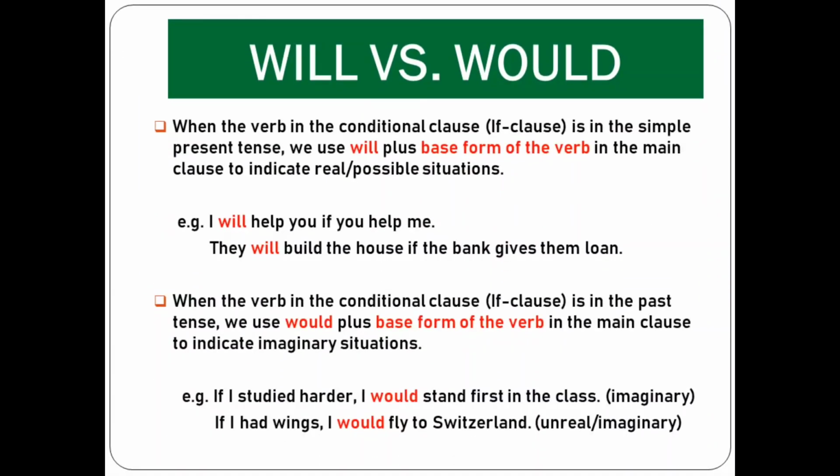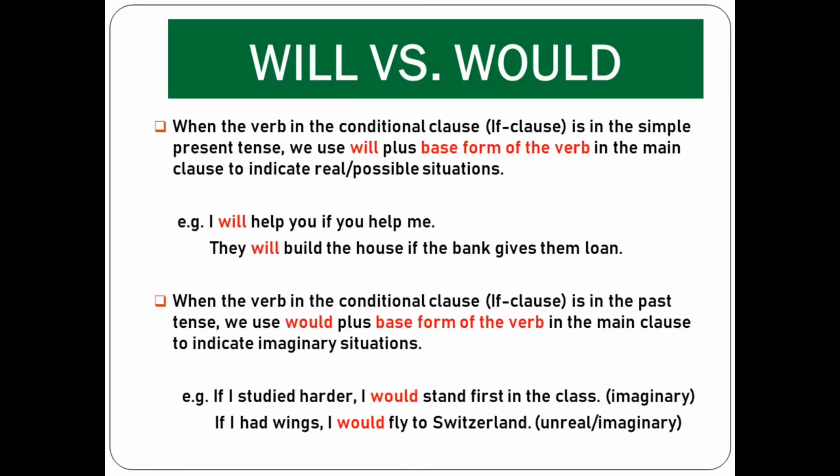Next, when the verb in the conditional clause is in the simple present tense, we use will plus base form of the verb in the main clause to indicate real or possible situations. For example, I will help you if you help me. They will build a house if the bank gives them loan.